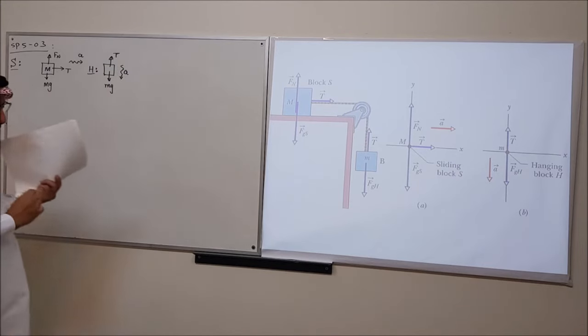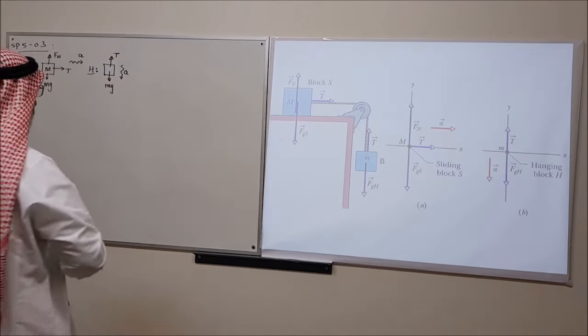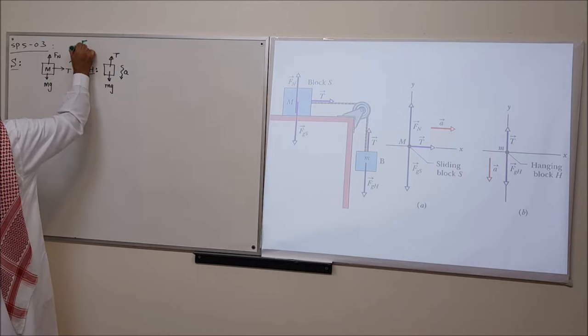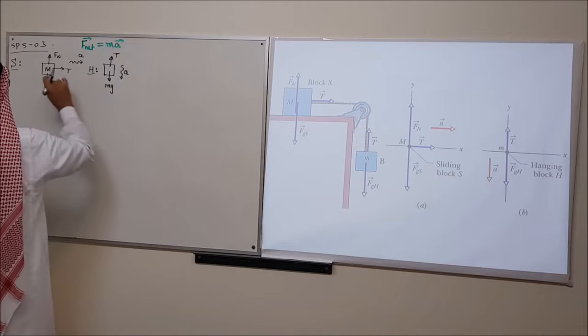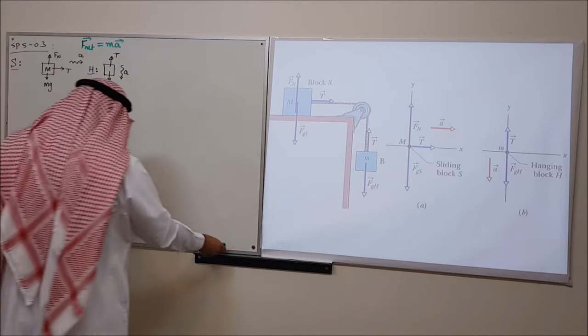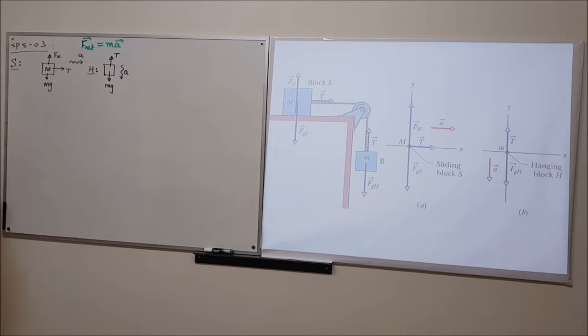The only thing we have is Newton's second law, F net is equal to ma. We will apply it to the two objects. If we look at the first one, there's no motion in the vertical direction. The only motion we have is in the horizontal direction. So what do we have? We have capital M into A is equal to the net force. The only force in the x direction is the tension. So here is the first equation, and we got it for the sliding block.